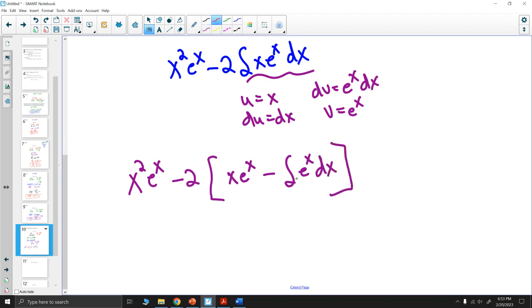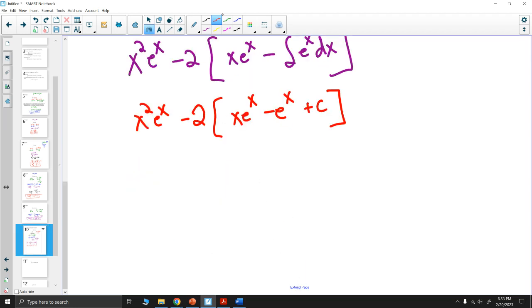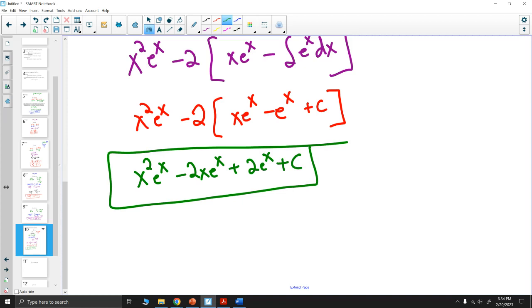So the integral we have here is x e to the x minus e to the x plus c in that parentheses. Okay, so now we can distribute this negative 2 throughout. We have x squared e to the x minus 2x e to the x plus 2 e to the x, and that's just going to be another plus c. So sometimes we have to do it multiple times.